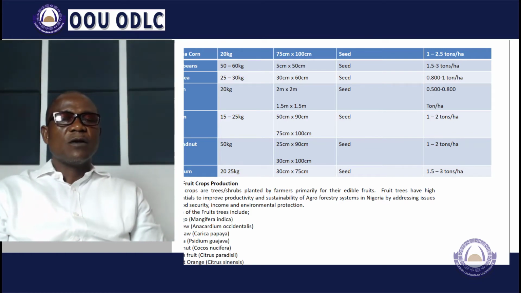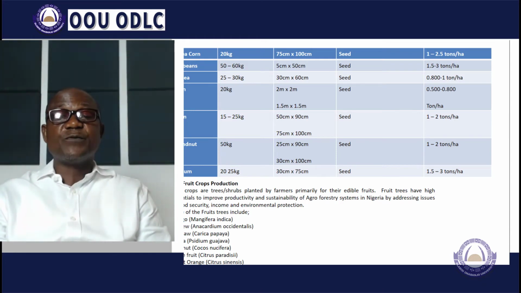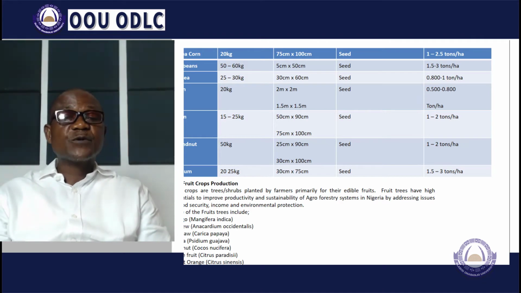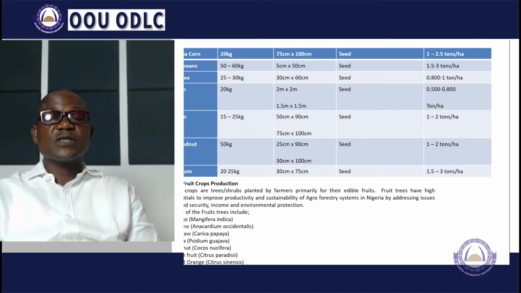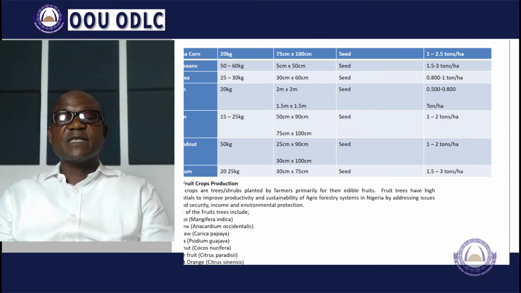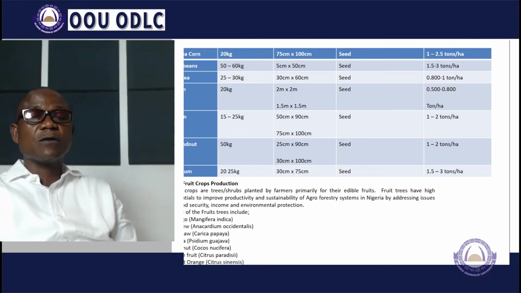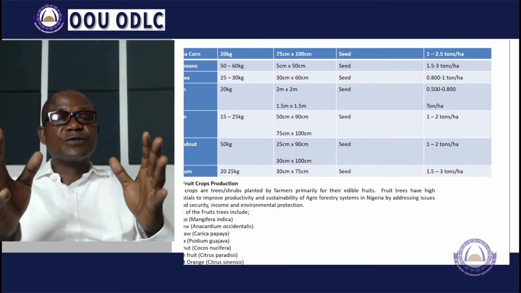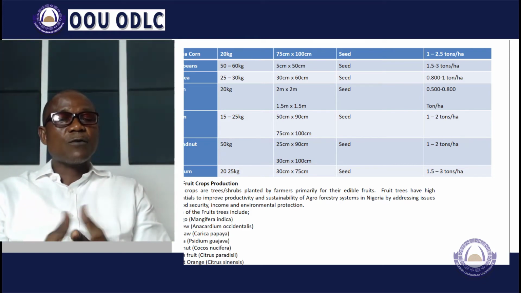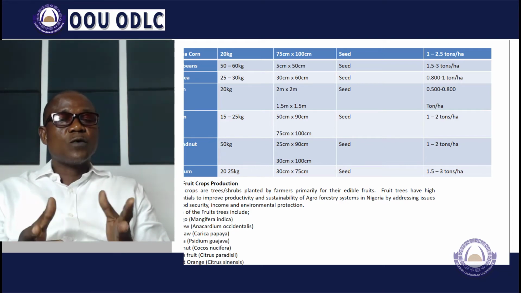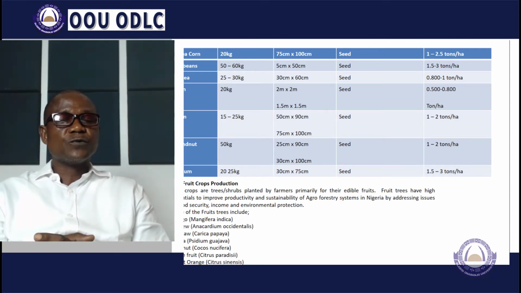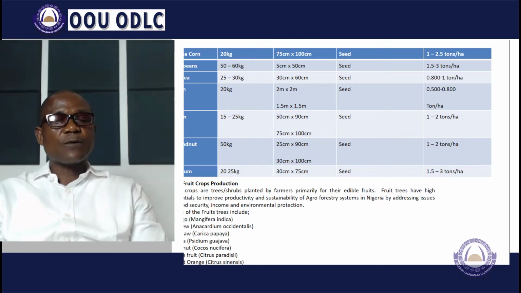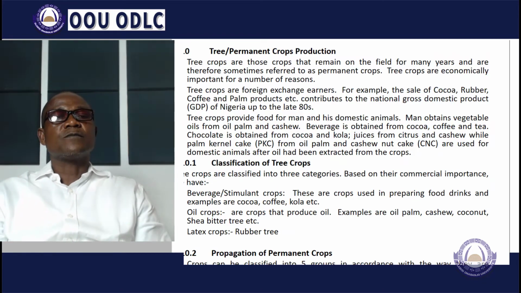Food crops production. Food crops are trees or shrubs planted by farmers primarily for their edible fruits. Fruit trees have high potentials to improve productivity and sustainability of agroforestry systems in Nigeria by addressing issues of food security, income, and environmental protection. Some of the fruit trees include mango, cashew, pawpaw, guava, coconut, grapefruit, sweet orange, shea butter, bitter kola, and star apple.